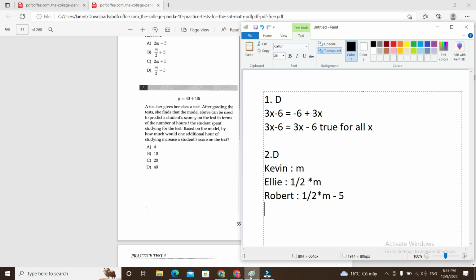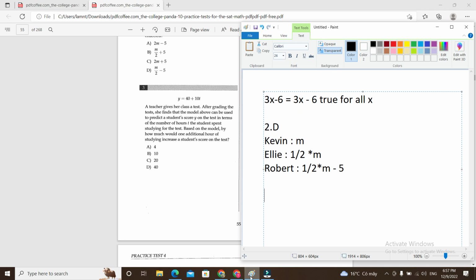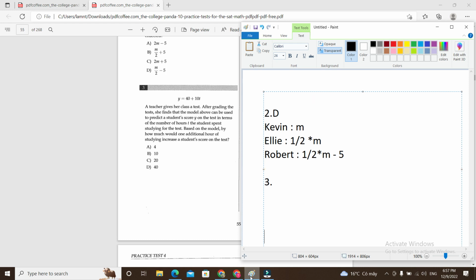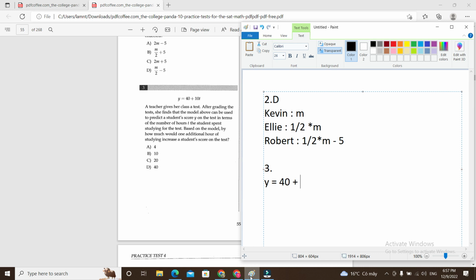Okay, so for this one, you can see that if t is increased by 1, then obviously y is increased by 10. So y is equal to 40 plus 10t. Now y star is equal to 40 plus 10 times t plus 1. So that's actually 40 plus 10t plus 10. So that's just y plus 10. So the answer should be B. Alright.